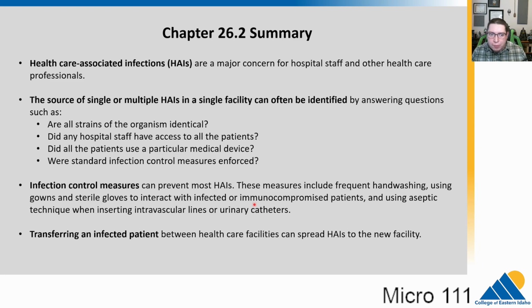All right, so important chapter, talking about healthcare-associated infections, thinking about how we can track those and how they might be spread and what kind of control measures we can take for those. And then thinking particularly about preventing those daisy chain infections there. All right, that's it for 26.2.